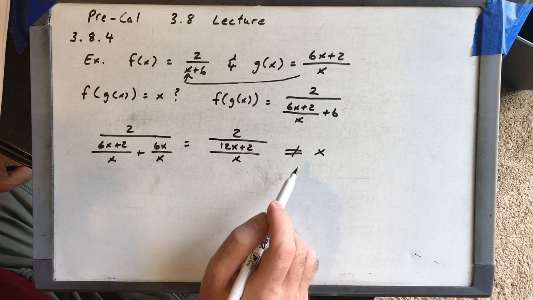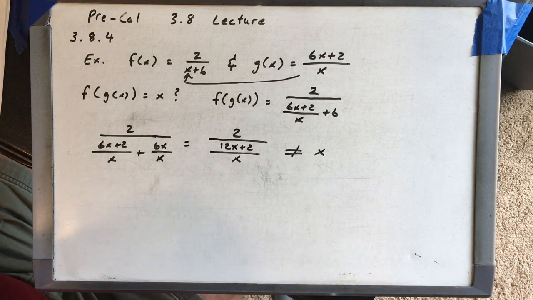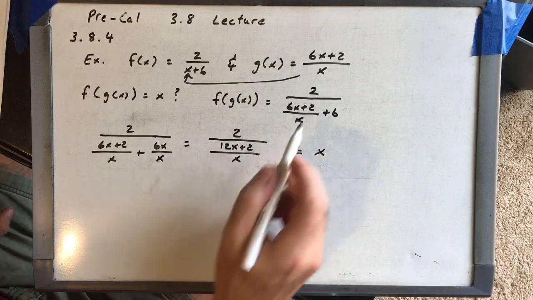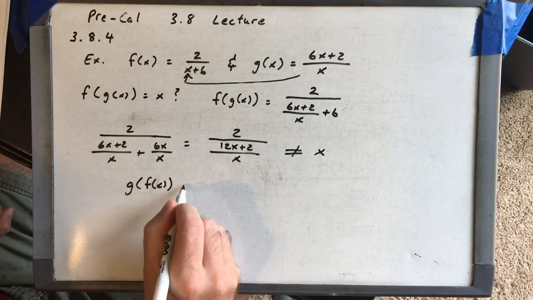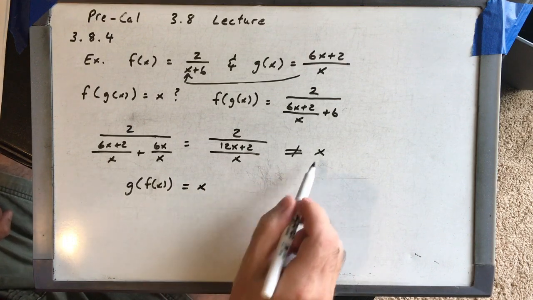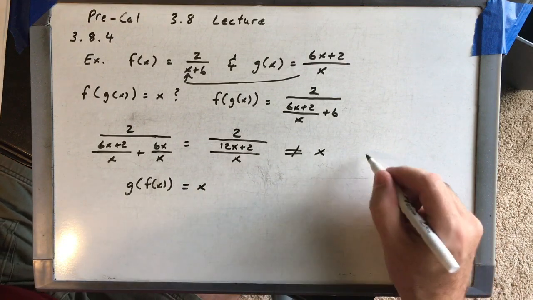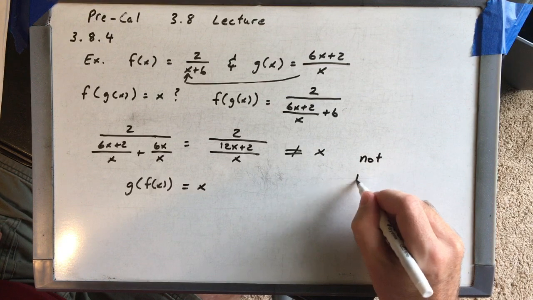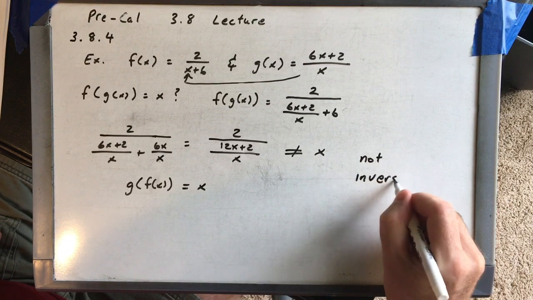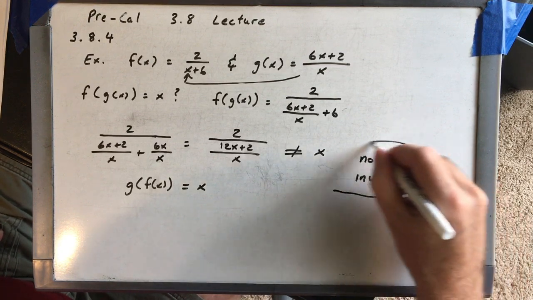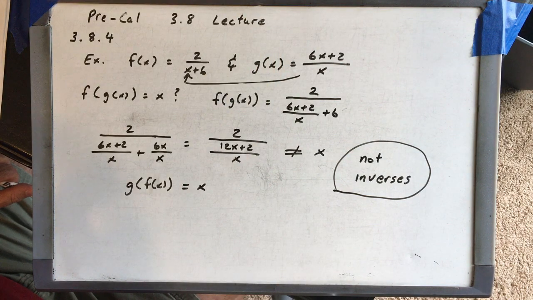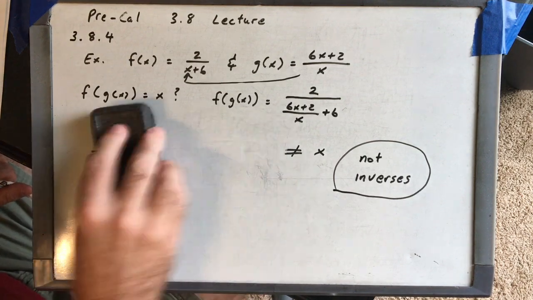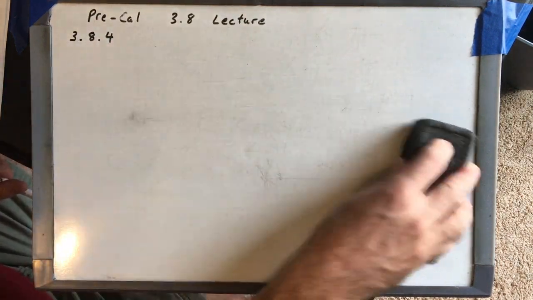Okay? So if one of them doesn't work, then you don't have to check g of f of x. G of f of x on an inverse also has to equal x. But this one didn't work, so we don't have to check the other one. So they are not inverses. Okay? Let's try another one.